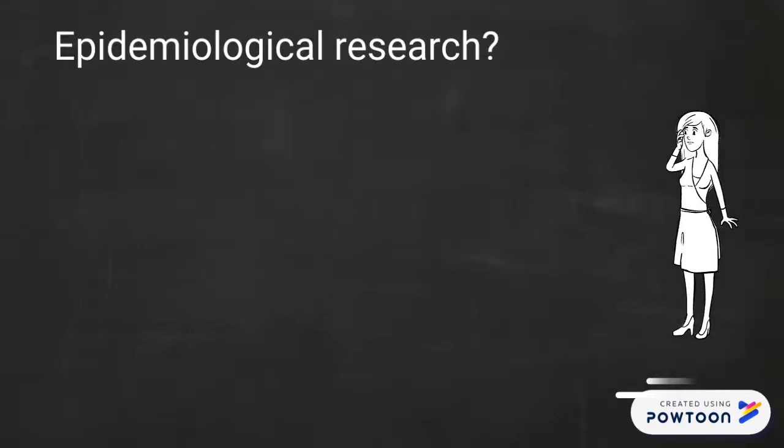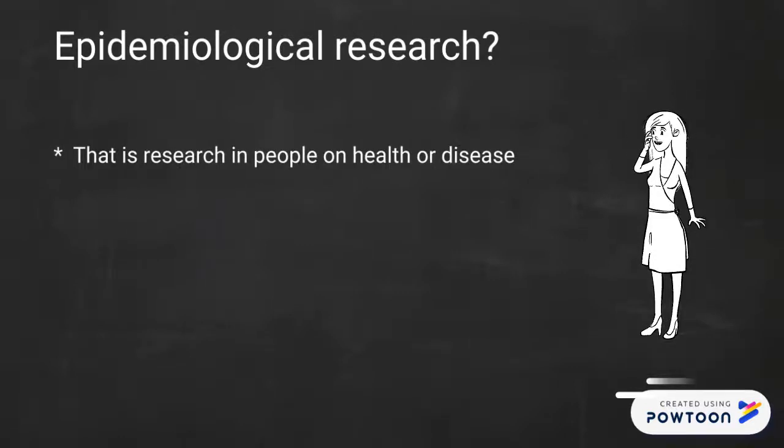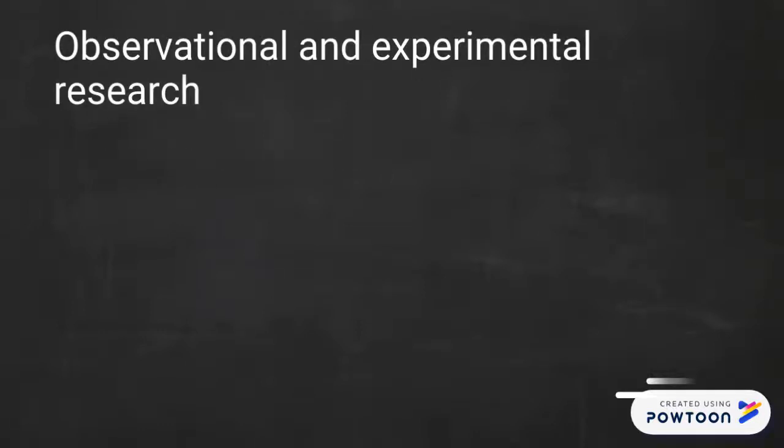What exactly is epidemiological research? That is research in people on health or disease. Epidemiological research can be divided in two categories: observational research and experimental research. What is the difference between the two, you might ask?